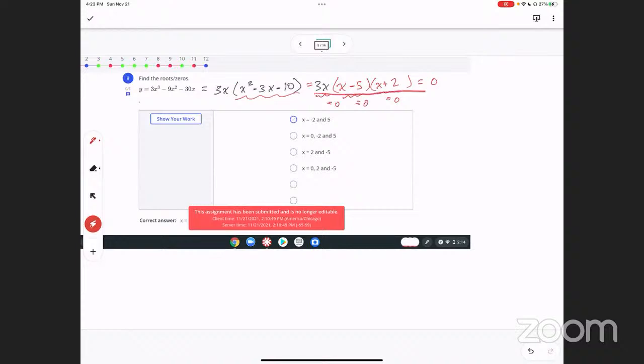The reason you factor it now is because now you use the zero product property. Here's the zero product property. If I tell you that A times B equals 0, what has to be true? What's the only way to make a product of two things equal to 0?